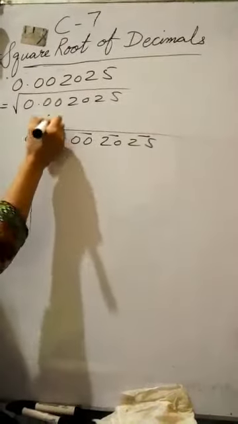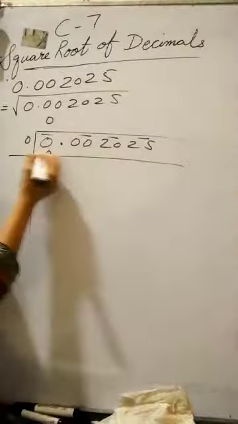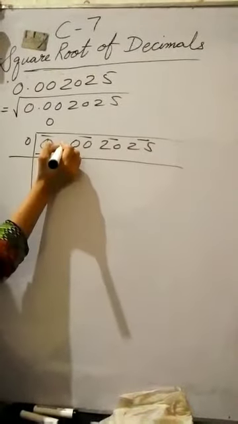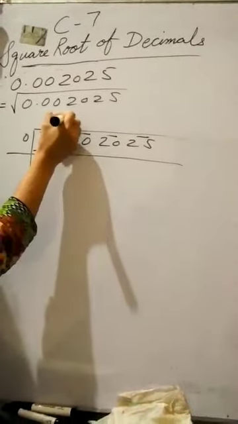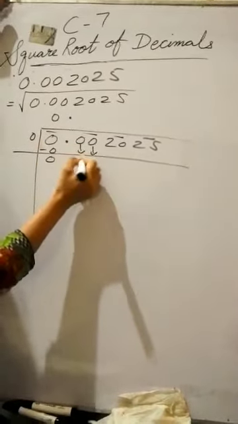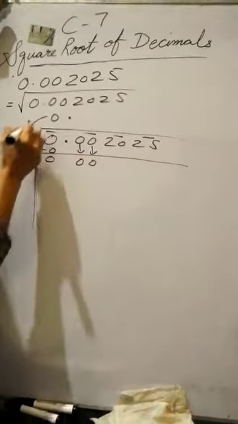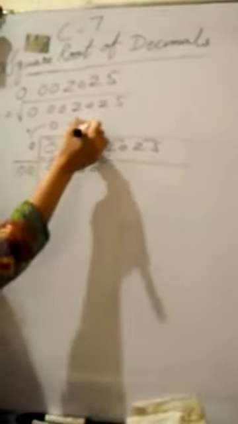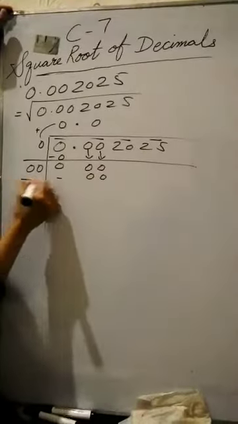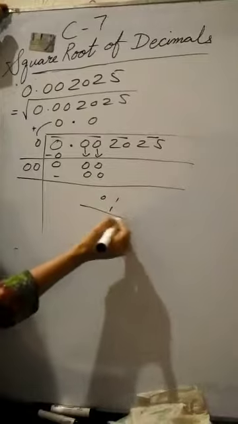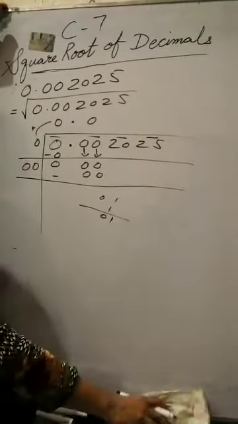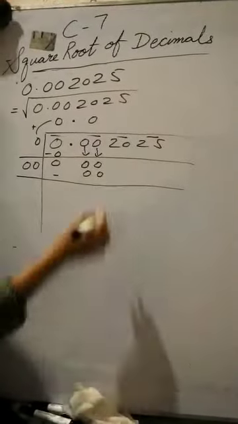So 0 times 0 is 0. This is the nearest one and the smallest one. So 0. Now the turn of decimal. Decimal will go in the quotient. Write down next pair, 0, 0. 0 plus 0, 0. Again 0 times 0 is 0, because there is no possibility of 1 time 1. So 0 times 0 is 0 is the right possibility.